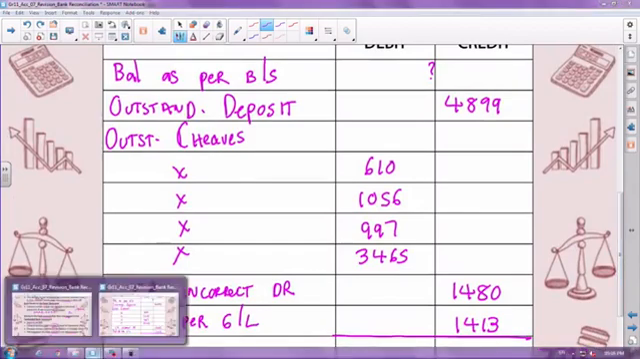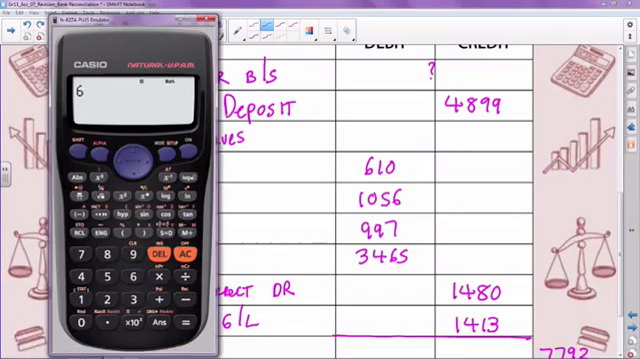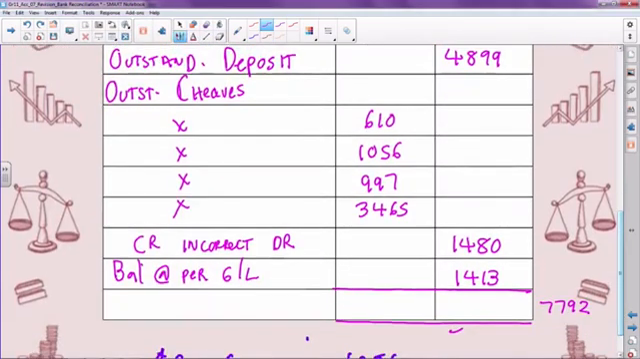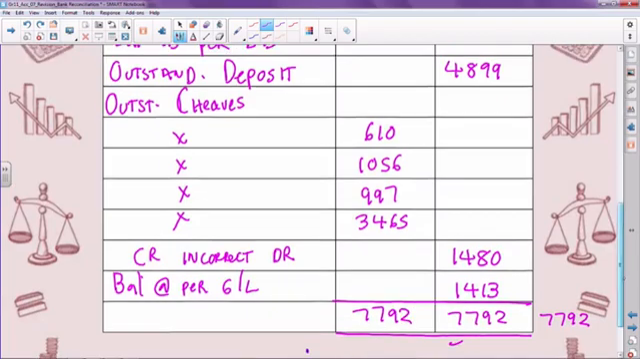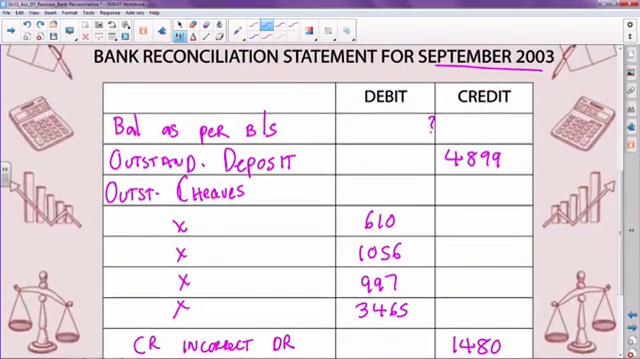And if I add up the debit side, let's get the calculator out again. 610 plus 1,056 plus 997 plus 3,465. That gives me a total of 6,126. So the credit side is giving me the bigger total, 7,792. To work out my outstanding balance, it is a debit balance.